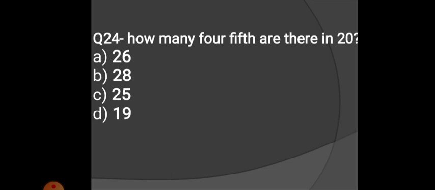The next question is question number 24. How many 4/5 are there in 20? Options are A 26, B 28, C 25, D 19. So you must choose the option, then we'll see the answer. The answer is option C 25.